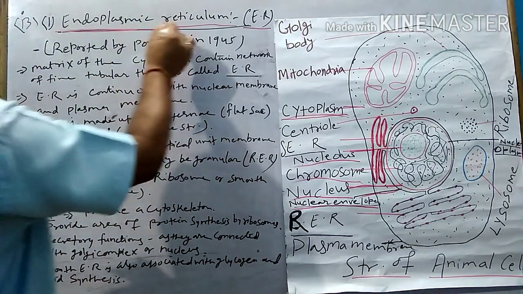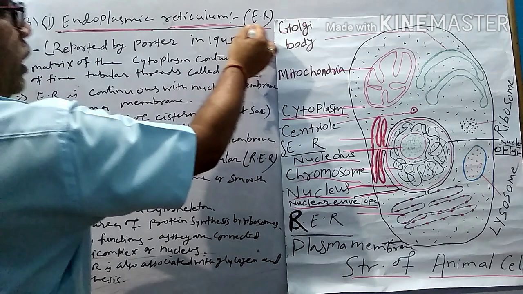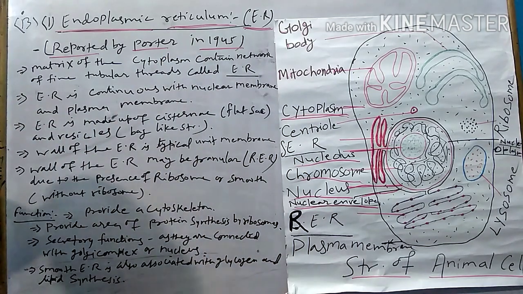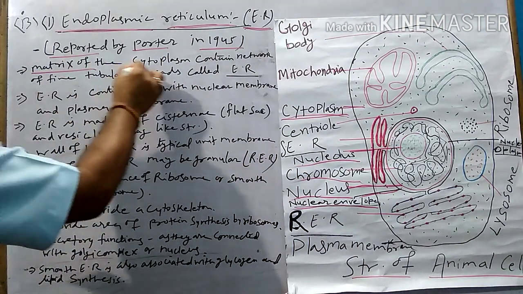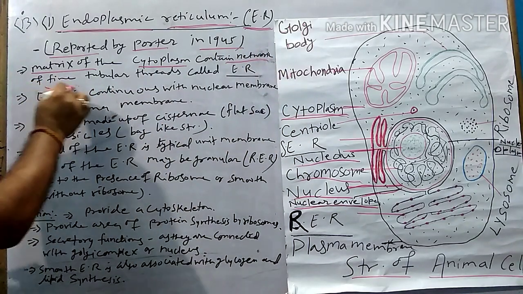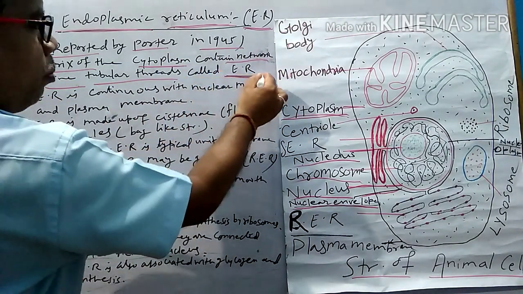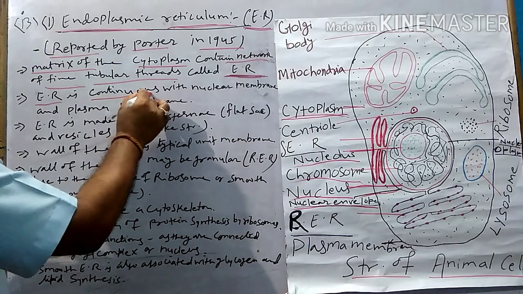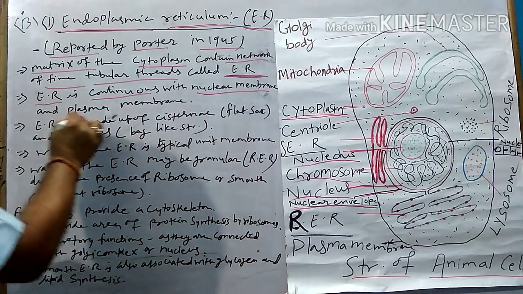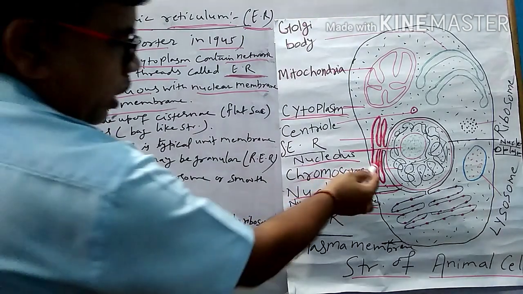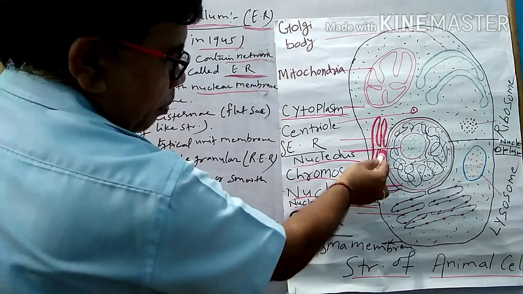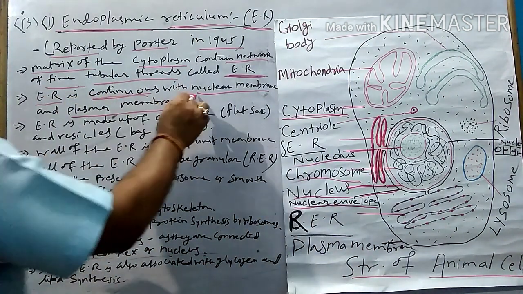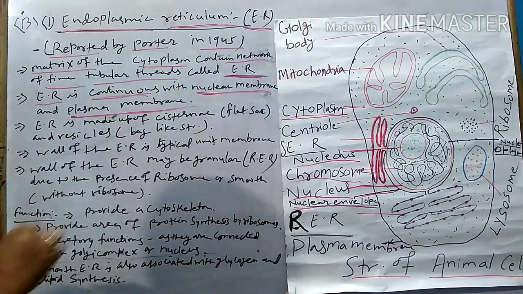Endoplasmic reticulum, short form ER, was reported by Porter in 1945. The matrix of the cytoplasm contains a network of fine tubular threads called endoplasmic reticulum. Endoplasmic reticulum is continuous with the nuclear membrane and plasma membrane. So this is the nuclear membrane, and this is the plasma membrane.